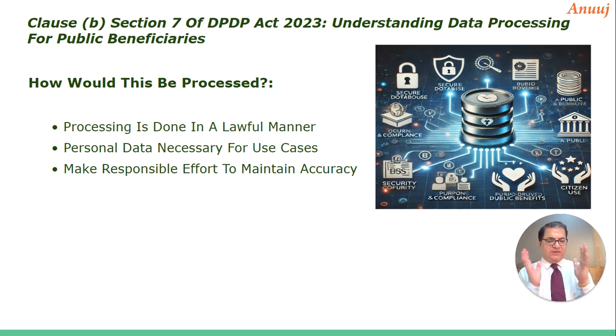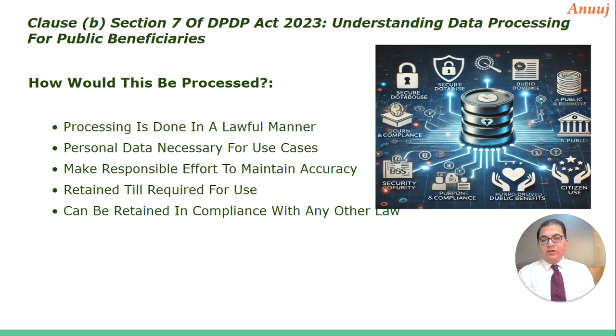So the same things, right? You have to make sure that the rights are available and the accuracy is available. You are not expecting those beneficiaries to log in themselves and keep changing or verifying their data, but you should expect that you yourself, as a government agency or as a fiduciary in this case, maintain the accuracy of the data. Retain the data till you want to use it, or you can retain it even if it is required to be retained under any other law.